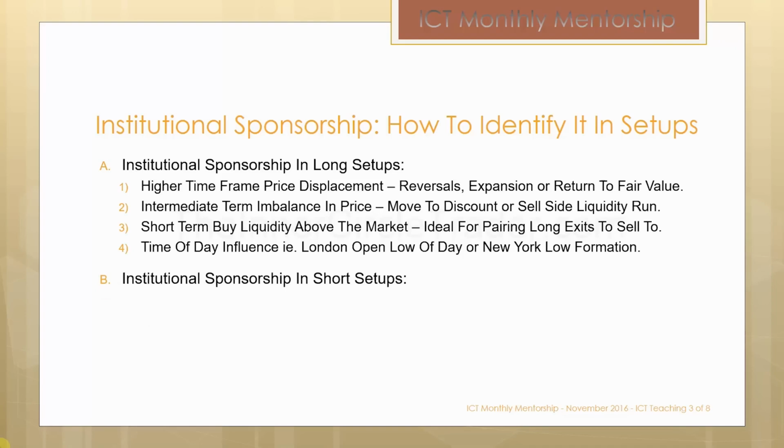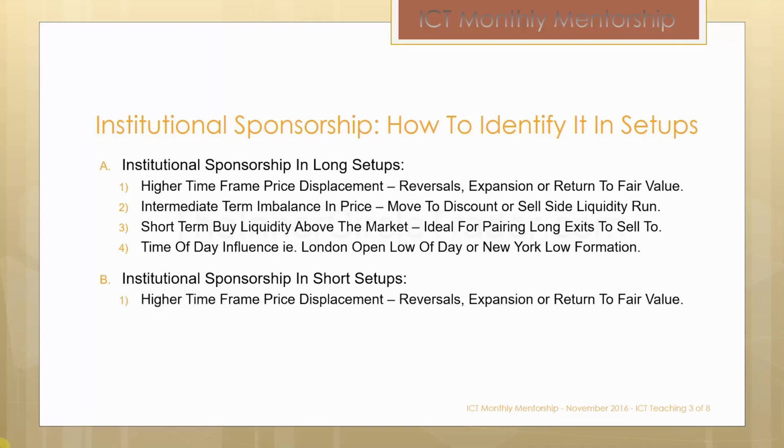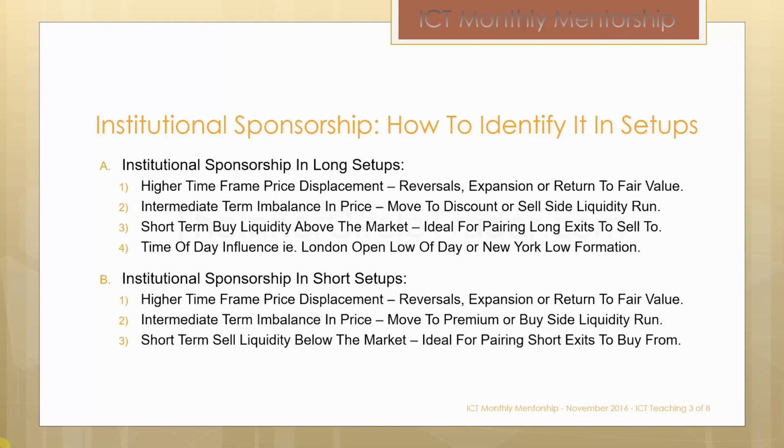And obviously, the opposite would be for institutional sponsorship. In short setups, we would be looking for, again, higher time frame price displacement, and that's going to come by way of a reversal or expansion or a return to fair value. And an intermediate term imbalance in price, that's seeing price move to a premium or moving towards the buy side liquidity, make a run on the buy stops. And then short-term sell liquidity below the marketplace. This is going to be ideal for pairing short exits to cover. And obviously, those sell stops, we're going to be buying those from the counterparties in the marketplace.